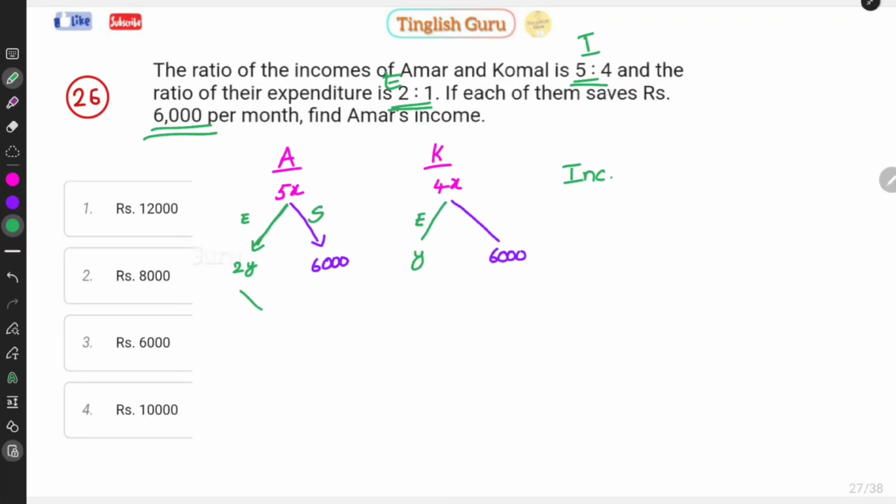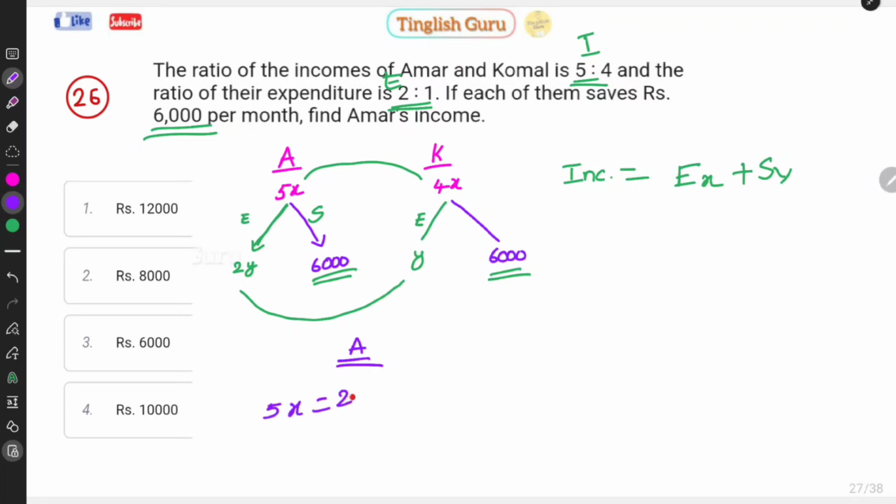So expenditures ratio is given as 2:1. Therefore, we wrote 2y. Income ratio 5:4. Therefore, 5x and 4x. And the savings is 6,000, same in each case. What we know? Income is equal to expenditure plus savings. Right? So let us say A. For A, income is equal to, means 5x is equal to expenditure 2y plus savings 6,000. Next, for K, income is 4x is equal to expenditure is y plus savings is equal to 6,000.